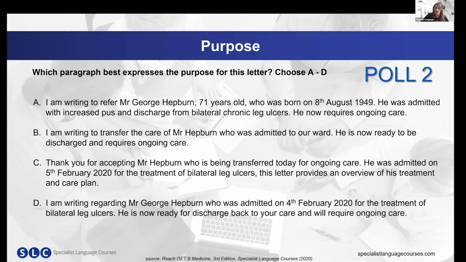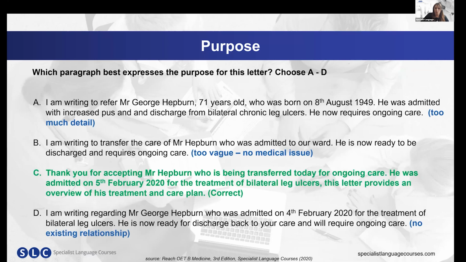Let's look at why. So C, we have the name of the patient. We have the reason for writing, a transfer and ongoing care. We have the date when he was admitted, so we have an idea of the timeline. We have the medical issue that he was admitted for, and we have the main purpose of this letter.